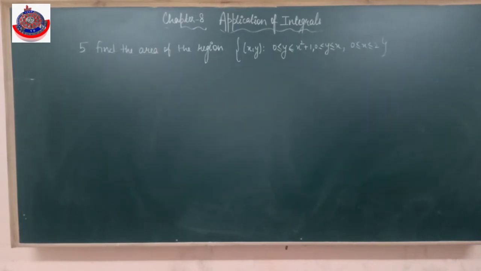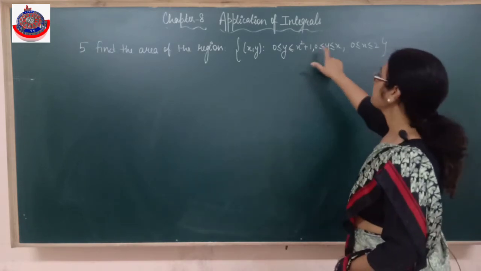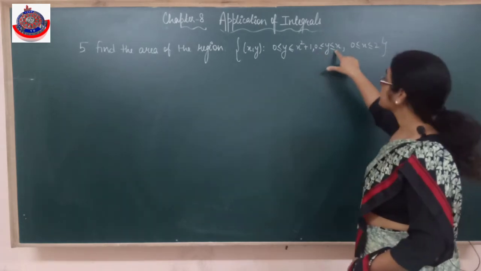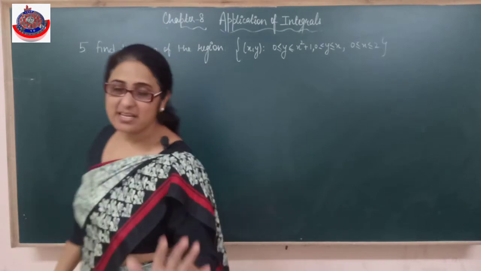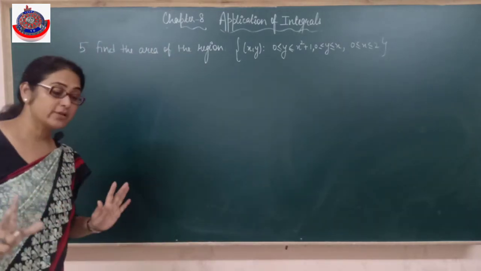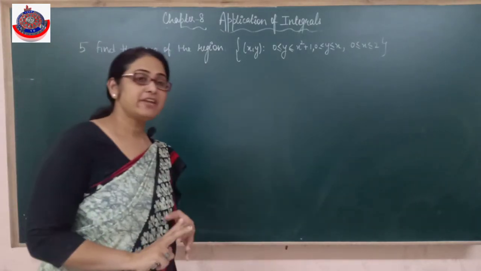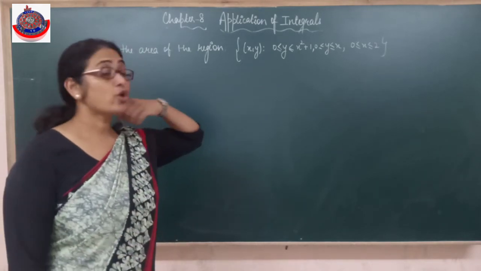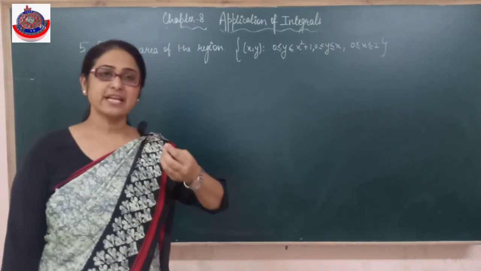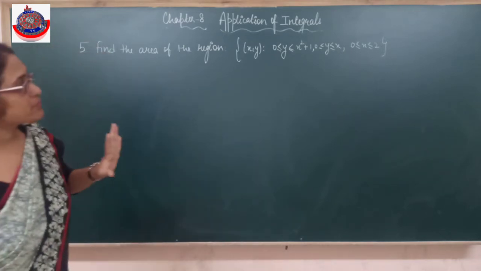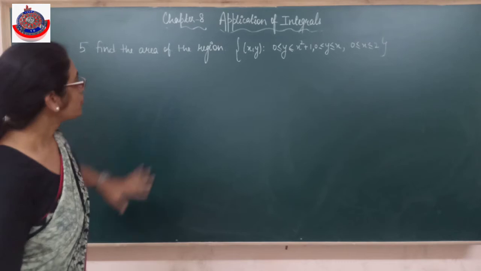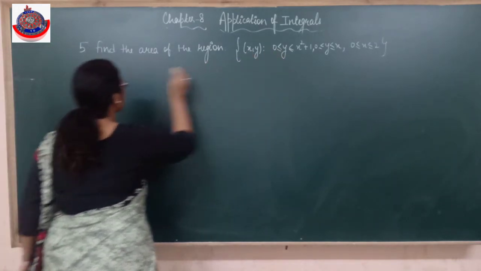We'll pick up the last question of this topic. Find the area of the region {(x, y): 0 ≤ y ≤ x² + 1, 0 ≤ y ≤ x, 0 ≤ x ≤ 2}. Inequalities come, do not get scared. Just a normal. You have already plotted inequalities. Alright, we have done LPP. So how to plot inequalities, you know, we just treat it as a normal equals to first of all, then we shade the area. So first of all, let's plot what area is to be found out. So first I am removing this inequality and writing the equals to sign.